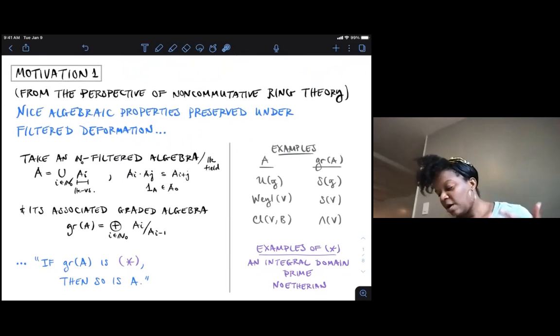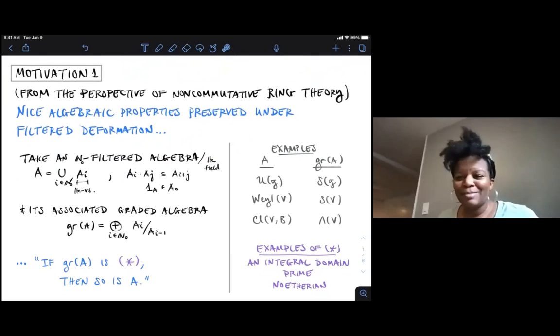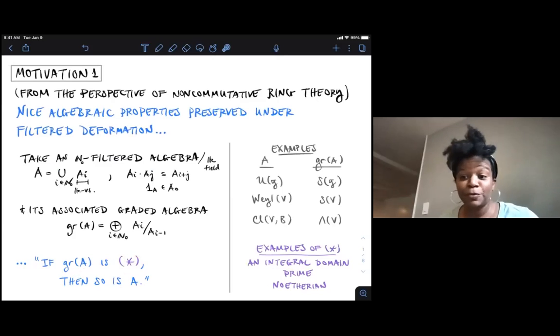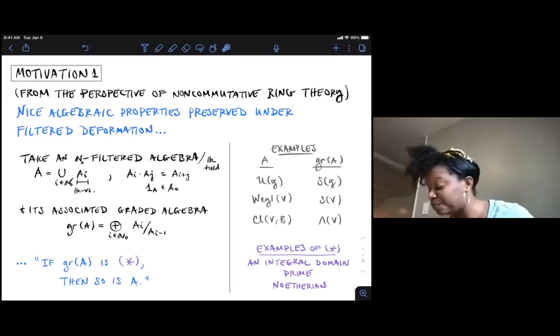And by this, I mean, if I have a nice filtered algebra A over a field K, and I consider its associated graded algebra, I want a statement like, if gr A is blank, then so is A. So in this case, A is considered to be the filtered deformation of gr A. Some examples of blank are integral domain. If gr A is an integral domain, then so is A. Blank could be prime, and blank could also be Noetherian as well. So these are really, really nice properties to have in a ring, of course.